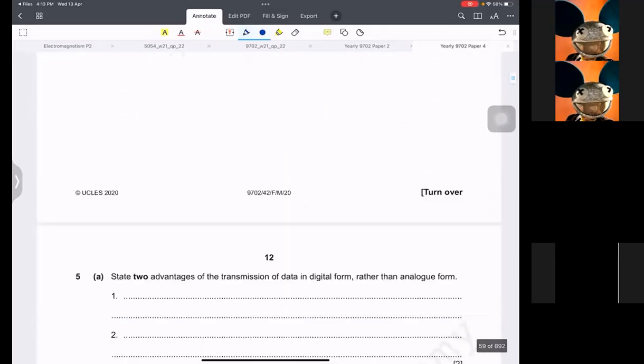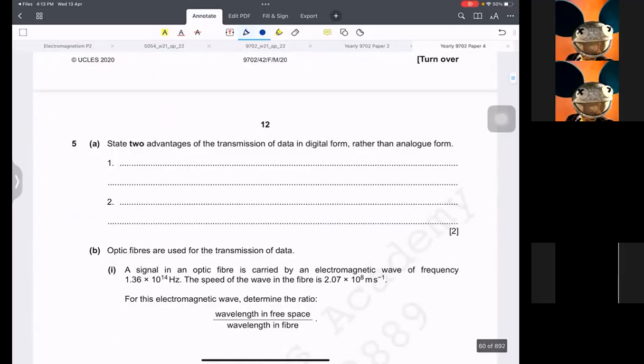Now, state two advantages of transmitting data in. Oh no, this is not there.